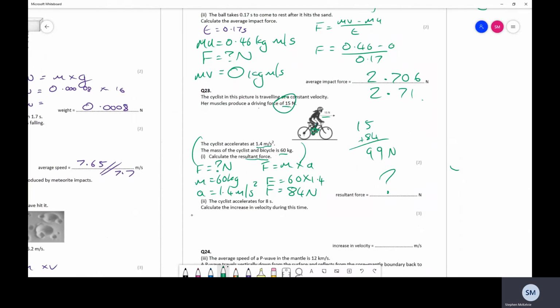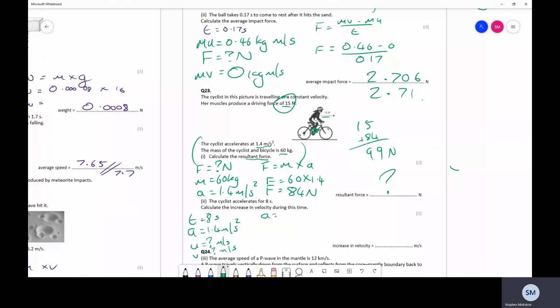But I'll look at this one. The cyclist accelerates for 8 seconds. Time is equal to 8 seconds. Calculate the increase in velocity during this time. Okay, maybe it's this. The acceleration is 1.4 meters per second squared. I don't know what the initial velocity was, though, in meters per second. And I don't know what the final velocity was in meters per second. I could assume that the start velocity is 0, but again, I think I'm missing something here on this one. Or I could just be super duper tired.